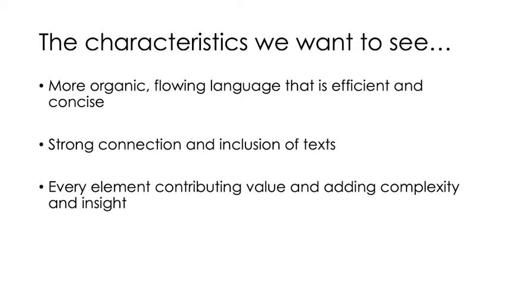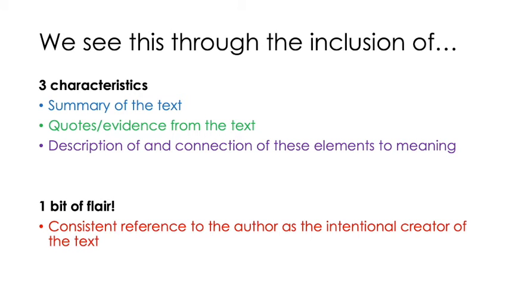We need to see a really strong connection and inclusion of the texts. Ultimately, analysis is all about drawing information from the text, so you need to make sure that you don't pull yourself away from that too much or focus more on ideas or abstract connections. Every element contributing needs to add value, complexity, and insight. So we see this done through the inclusion of three characteristics and a bit of flair.